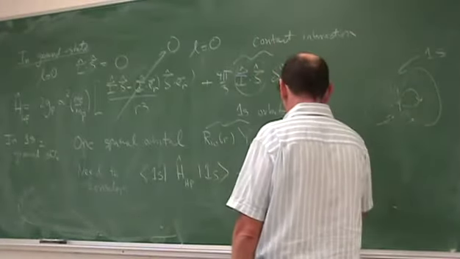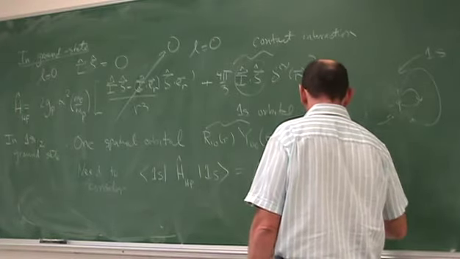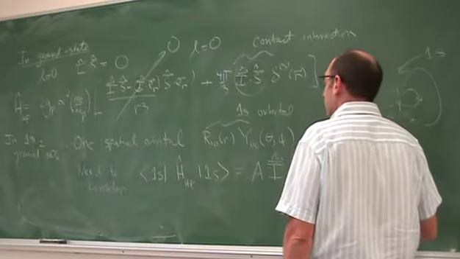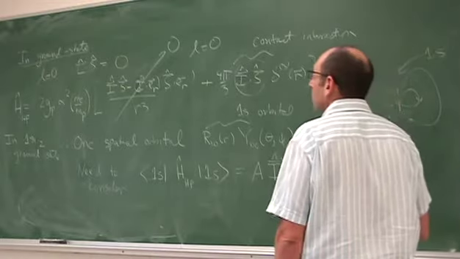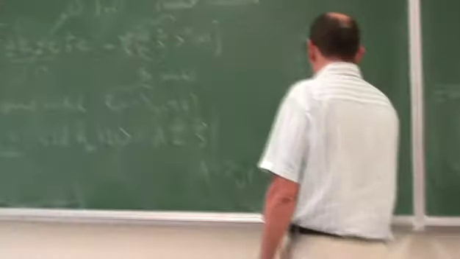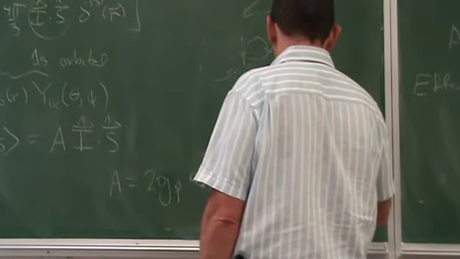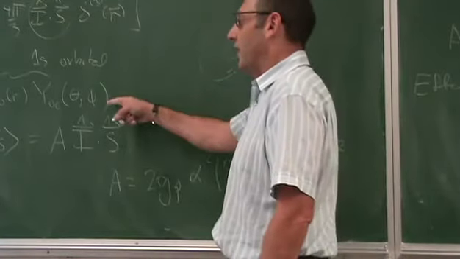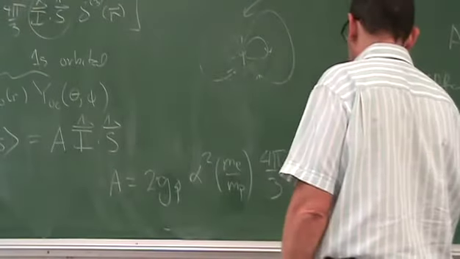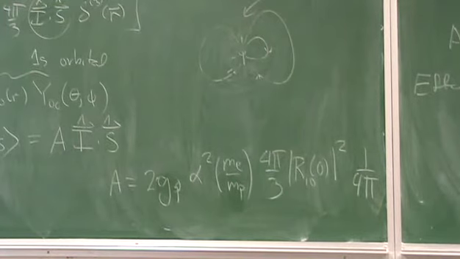It's a constant. A is equal to 2 times, in atomic units, the g factor, the fine structure constant squared, the ratio of the masses, times 4 pi over 3 times R10 at the origin squared, and the square of the Y00, which is 1 over 4 pi. Then you just have to figure out what that number is, which we will at the end.